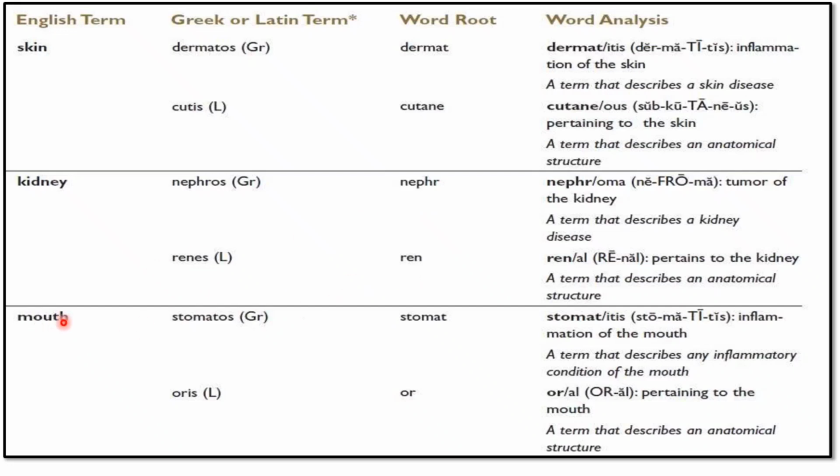And the same for the mouth. The Greek terminology is stomatos and the Latin terminology is oris. The word root for stomatos is stomat, and the word root for oris is or. So these are examples of word roots.